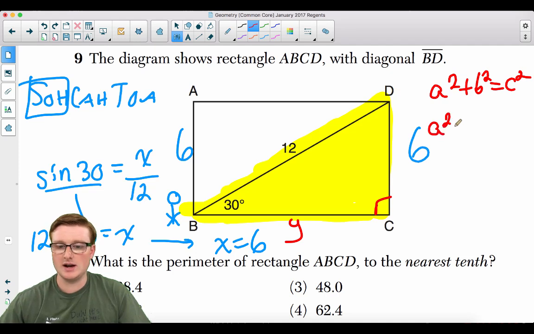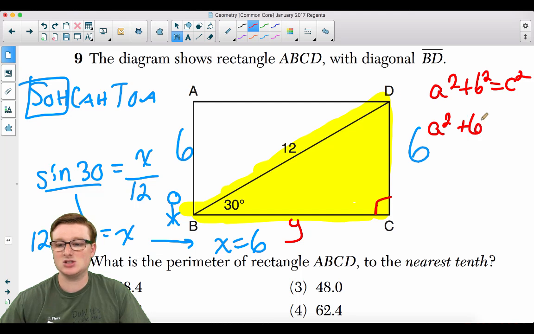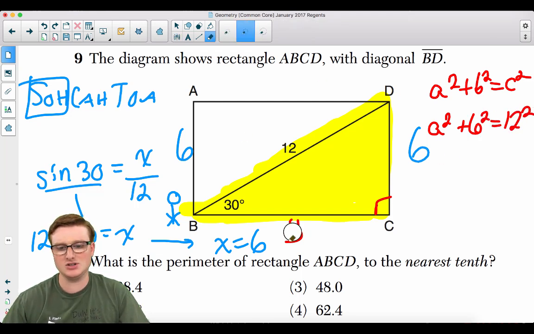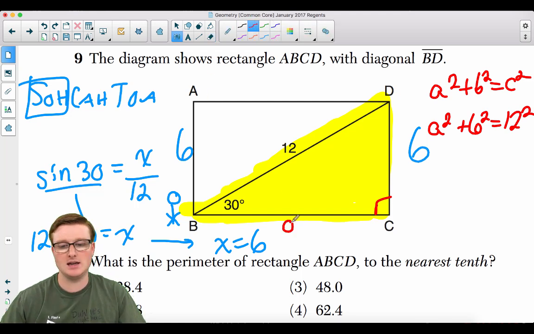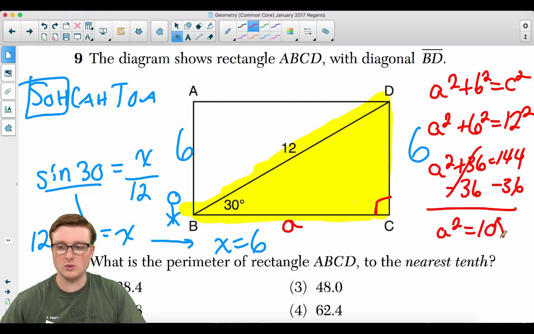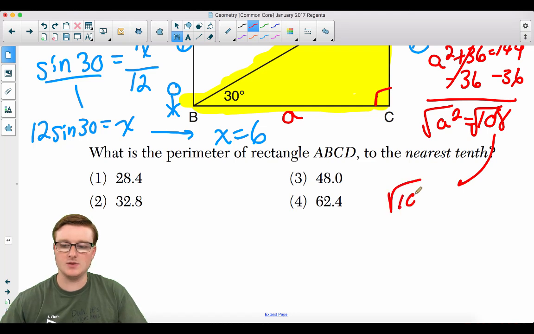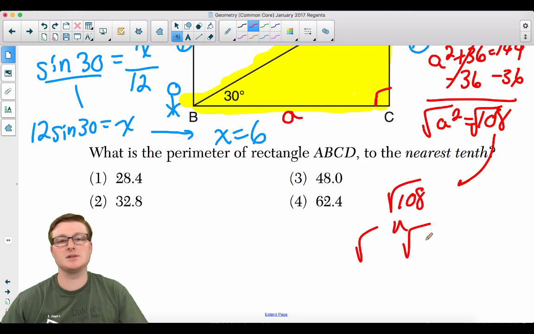So we get a squared plus 6 squared equals 12 squared. I should have really called that a. Sorry about that. I'm changing that y to an a. A squared plus 36 is equal to 144. Subtract the 36 on both sides. You get a squared is equal to 108. And then you take the square root of both sides. Now, when you take the square root of 108, you have to think of, okay, well, what are the two numbers that go into 108 with one of them being the highest perfect square?